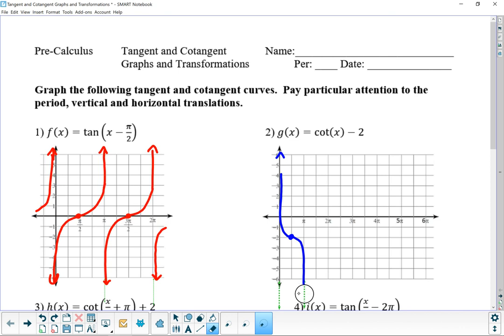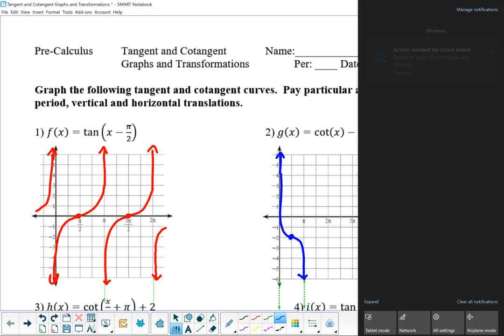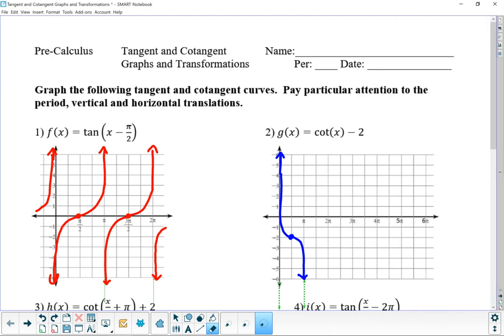Right, so this one I'm going to go ahead and refix. It's actually going to be down 2, so like that, and then it's just going to end up being like that. Okay, so now that I know that each of my periods is going to be from 0 to pi and then pi to 2 pi, I think I'm okay with this.